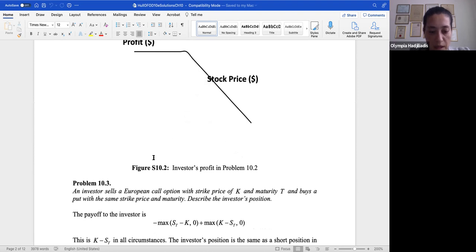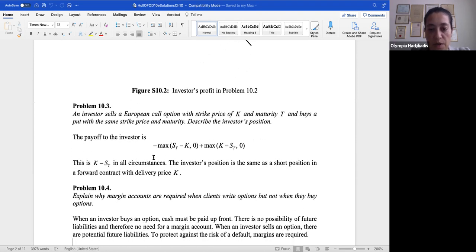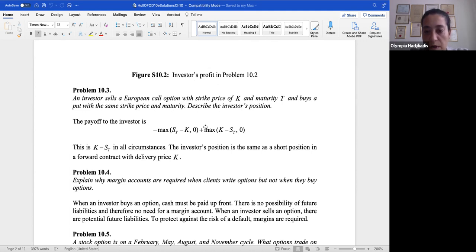An investor sells a European call option with strike price of K and maturity T, and buys a put with the same strike price and maturity. Describe the investor's position. The payoff to the investor is minus the max of ST minus K and 0, plus the max of K minus ST and 0, which is actually equal to K minus ST in all circumstances. The investor's position is the same as a short position in a forward contract with delivery price K.